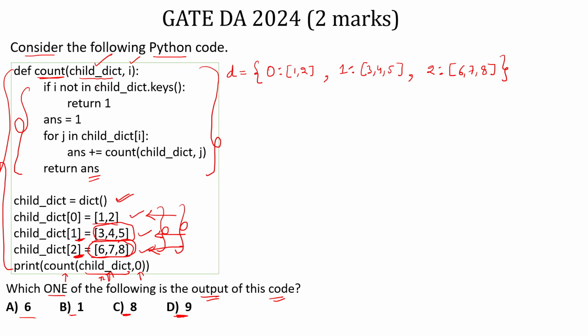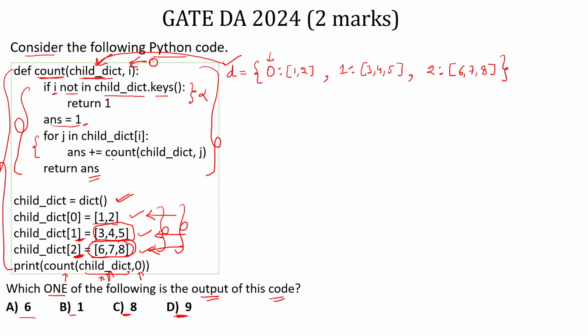So I'm executing the code. Now we pass this dictionary to the count function, and the i value in the starting is 0. So we are checking: is i, which is 0, not in the dictionary keys? 0 is part of the dictionary keys, we can see that. So this condition fails, we come over here and set the value to 1, and after setting value 1, we execute a loop.